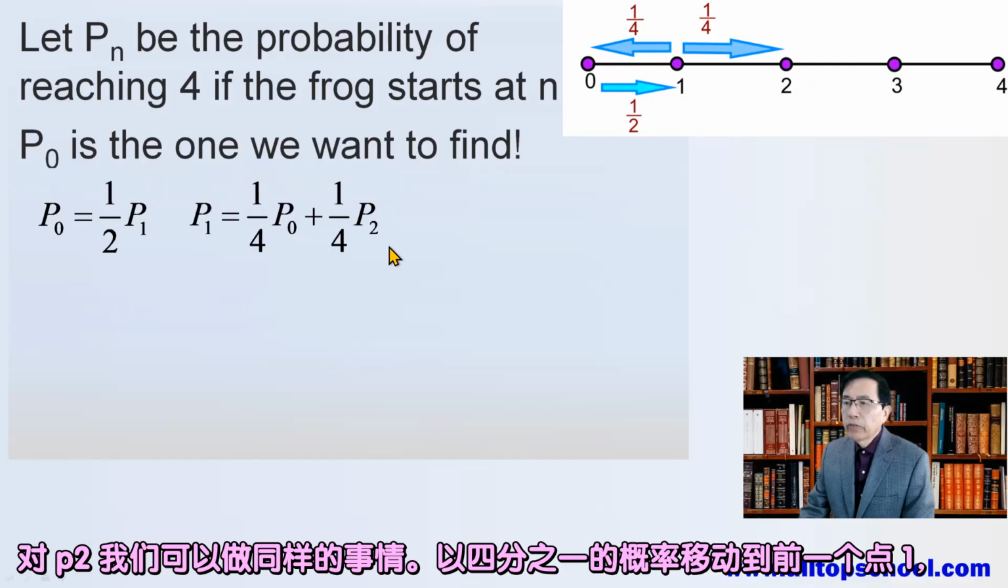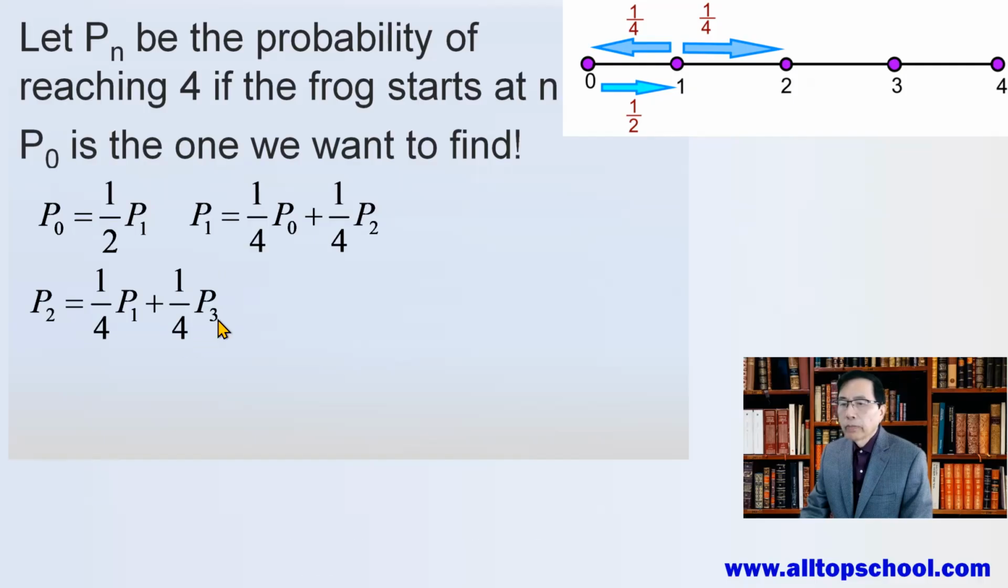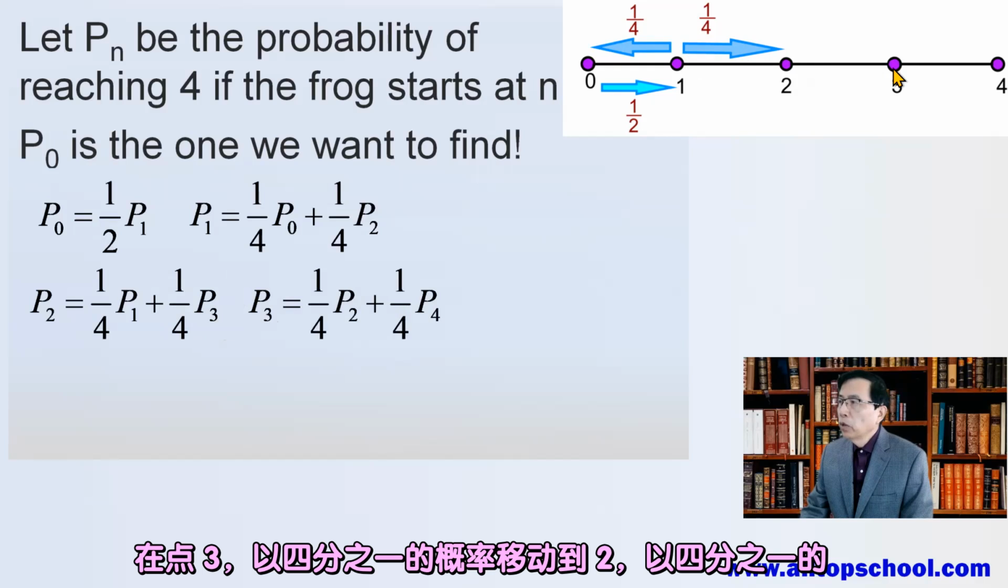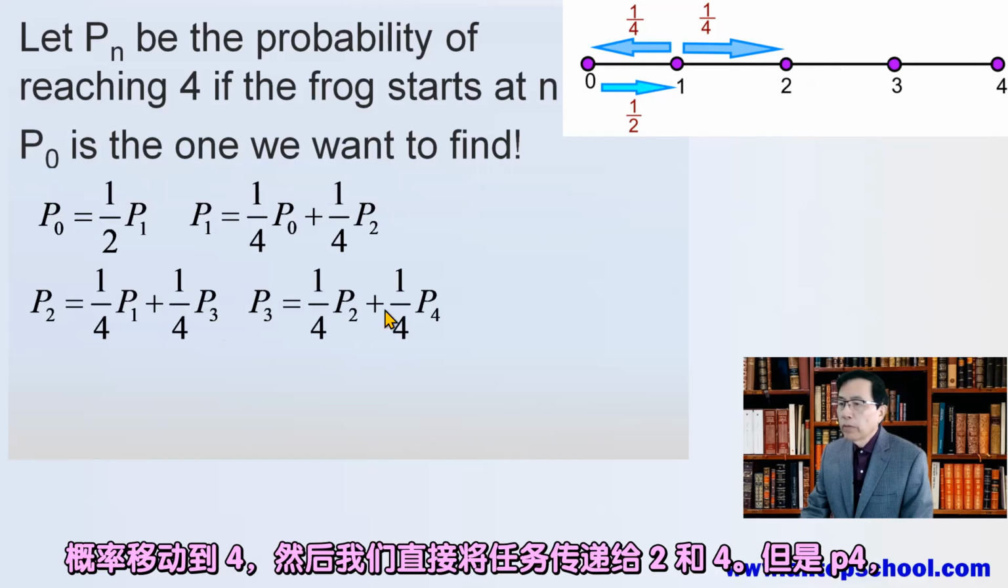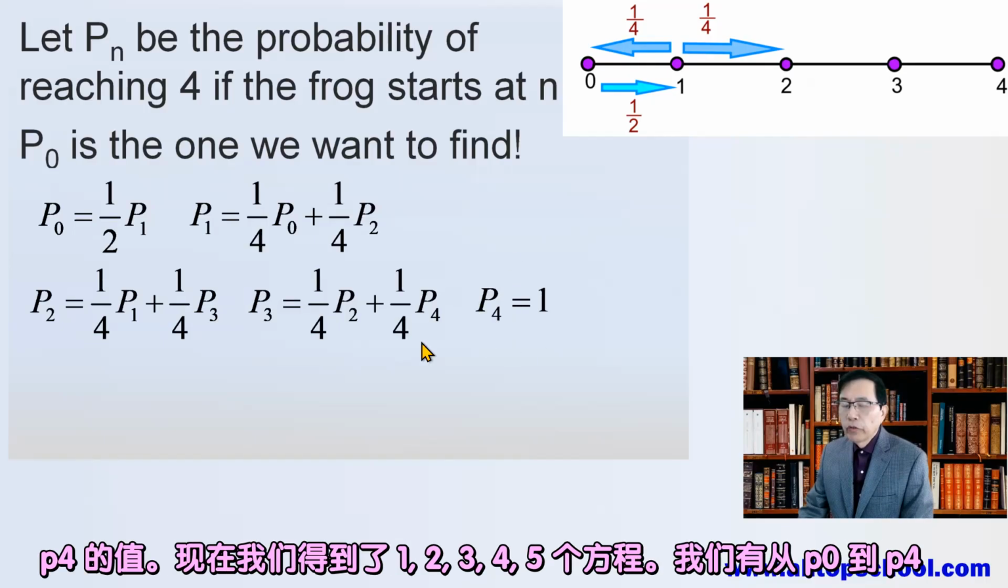We can do the same thing for P2: moving to the previous one, 1, with probability 1/4, and moving to 3 with probability 1/4. At the point 3, it moves to 2 with probability 1/4 and to 4 with probability 1/4. Then we just pass the task to 2 and 4 directly. But P4 we already know is 1. It's already reaching the point 4, so obviously the value of P4 is 1.